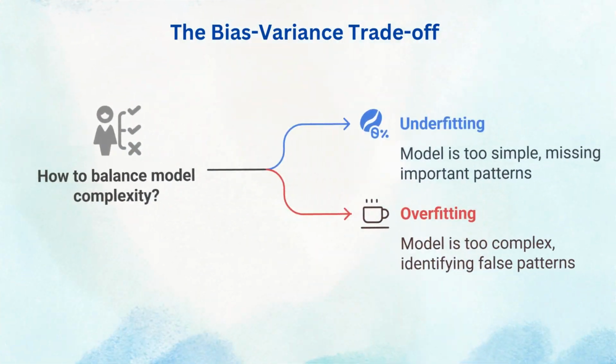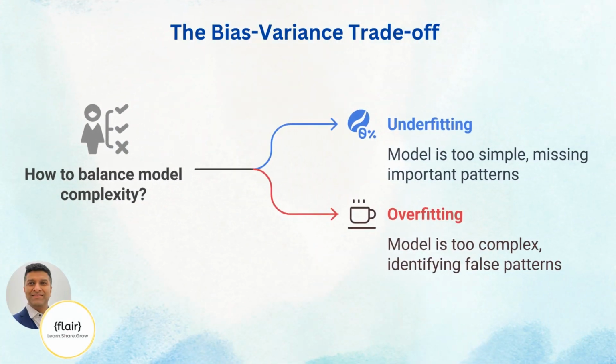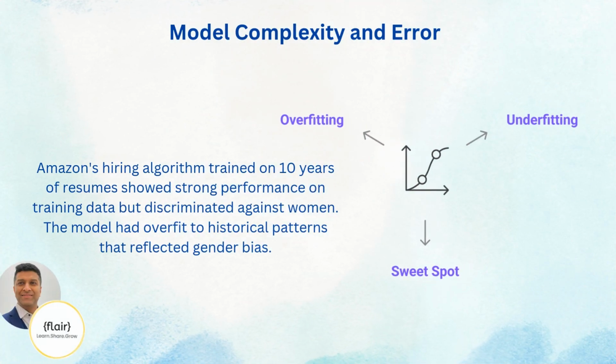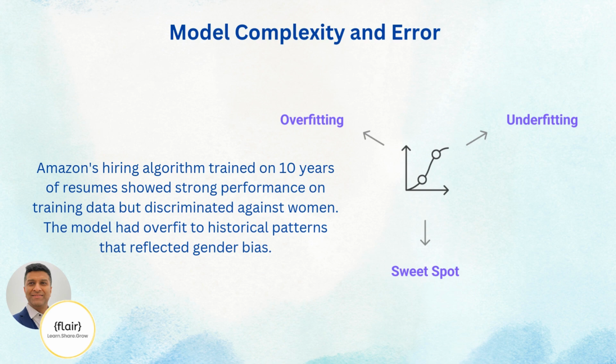There's also something called the bias-variance trade-off. Don't let the name scare you, it's actually pretty simple. Think about making coffee. Too weak isn't satisfying, but too strong is overpowering. Models work the same way. Too simple and they miss important patterns, underfitting. Too complicated and they might start seeing patterns that aren't really there, overfitting. Finding that perfect balance is key to making sure your model works well everywhere, not just in training.